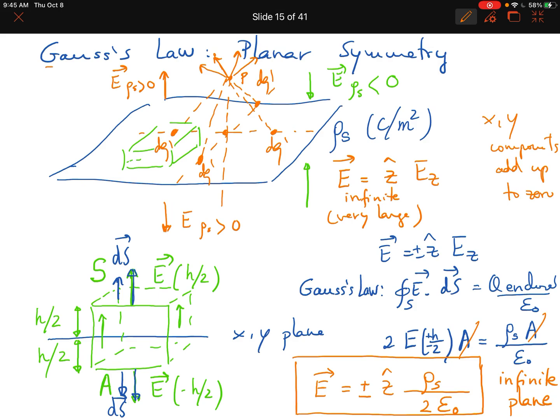So remember, it's always true but not always useful, and it is useful whenever we have cylindrical, spherical or planar type symmetries where it is easy to obtain this flux of the electric field.